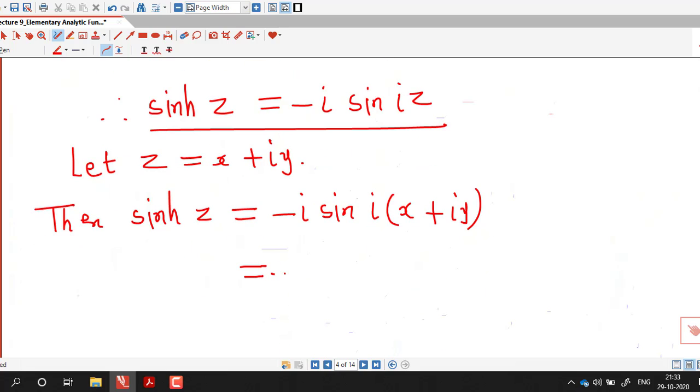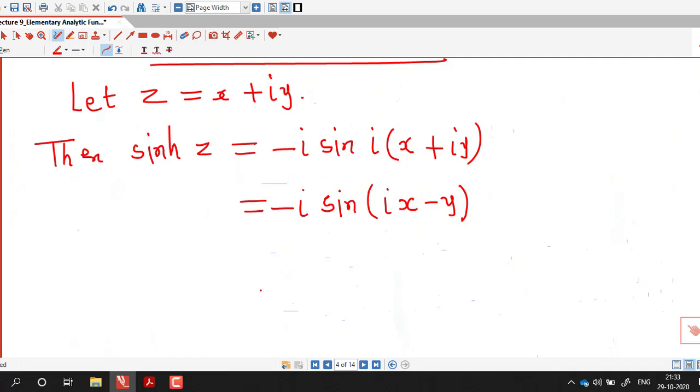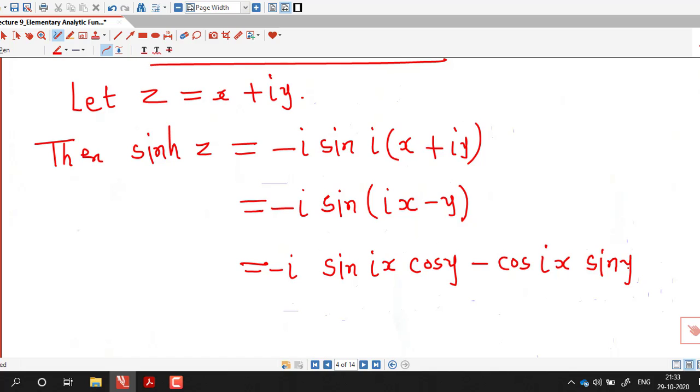Now this is a trigonometric sine function, and this I can rewrite as i into x plus i square y, that is minus y. I square is replaced by minus 1. Now we use the property of the trigonometric function. So using that property I write this as sin ix cos y minus cos ix sin y.